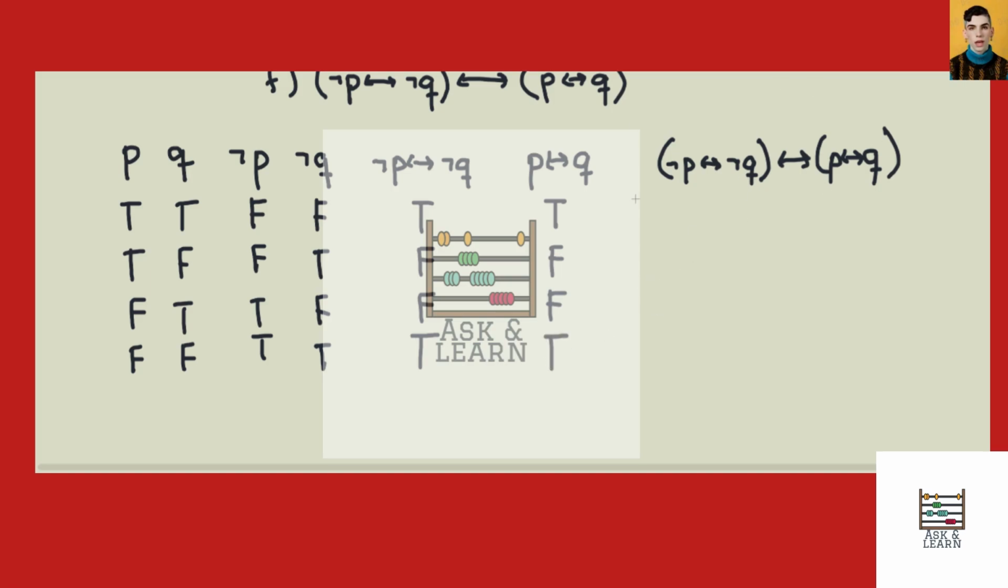Now, all together. So we're looking at these two columns. True, true is true. False, false is true. False, false is true. True, true is true. So this will be the truth value for F.